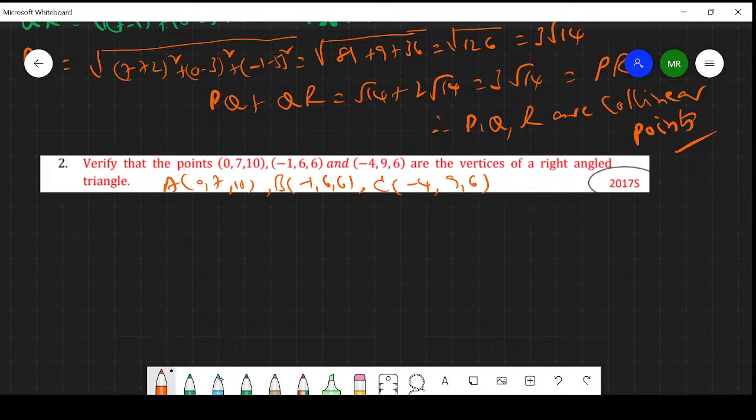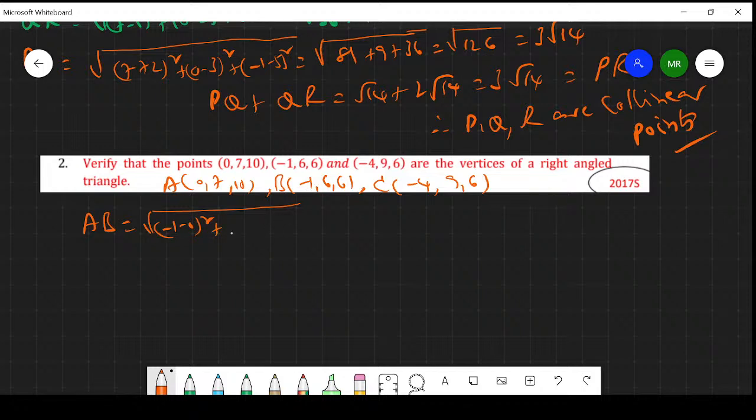Find AB distance now. You find the distance between A and B. AB, BC, CA we will find. We have to prove that they are the vertices of a right angle triangle. So the distance between A and B: A to B, minus 1 minus 0, minus 1 minus 0 whole square.